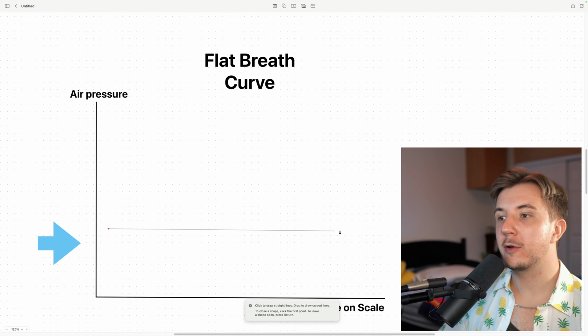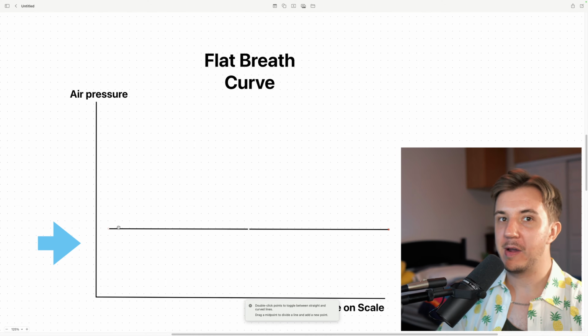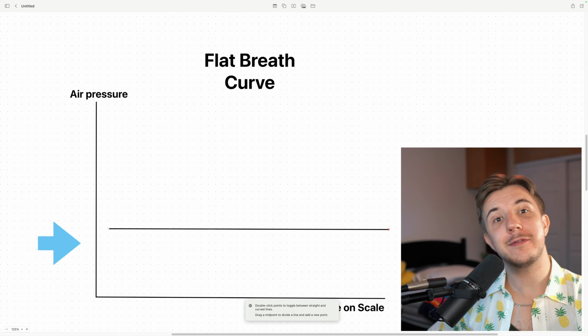A flat breath curve is incredibly uncommon. As you ascend the scale, you actually don't increase your air pressure. Some ocarinas with flat breath curves do exist, and it's really creative how they're tuned.